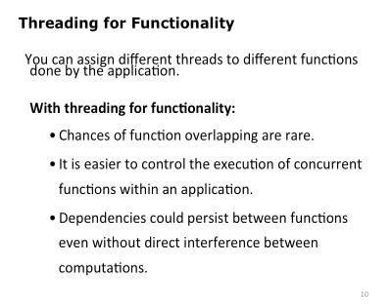Threading for functionality essentially refers to assigning different threads to different functions done by the application. This is used in a case where the function overlap is rare, because you do want to have a clear partition of the task in the application if you want to do this functionalized multi-threading. It's easier to control the execution of concurrent functions within an application.